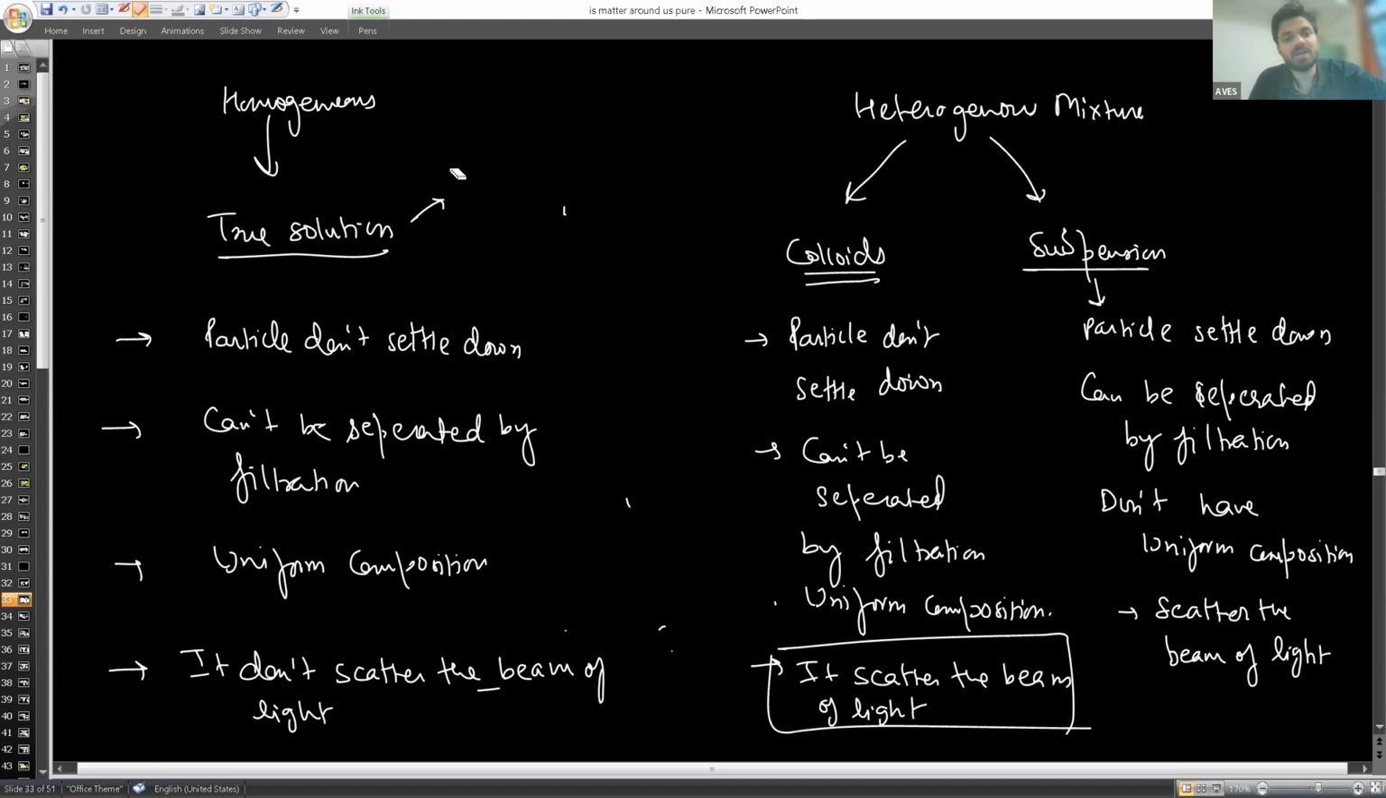In a homogeneous mixture, particles do not settle down. In colloids, particles do not settle down, but in a suspension, particles settle down. A homogeneous mixture can't be separated by filtration. Colloids can't be separated by filtration, but a suspension can be separated by filtration. Homogeneous mixtures and colloids have uniform composition. Suspensions don't have uniform composition. A homogeneous mixture does not scatter the beam of light. Colloids and suspensions scatter the beam of light.